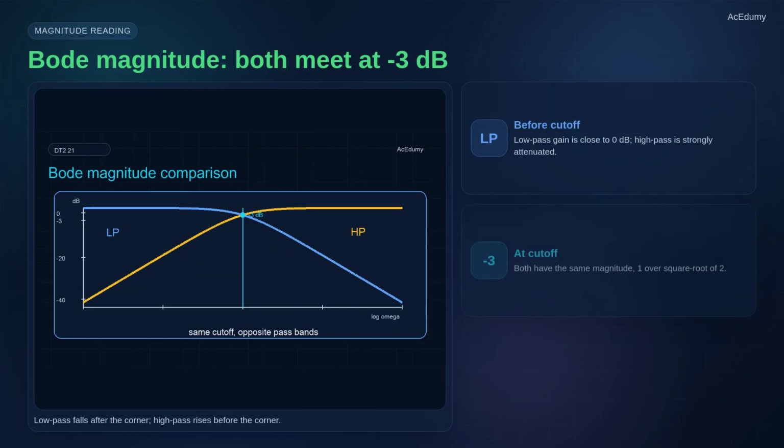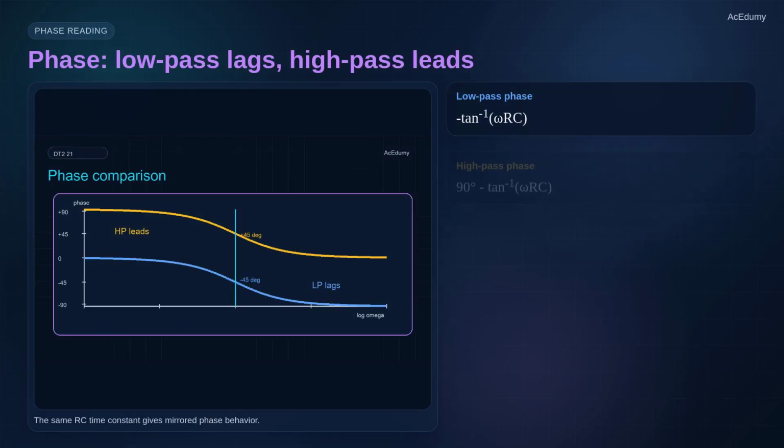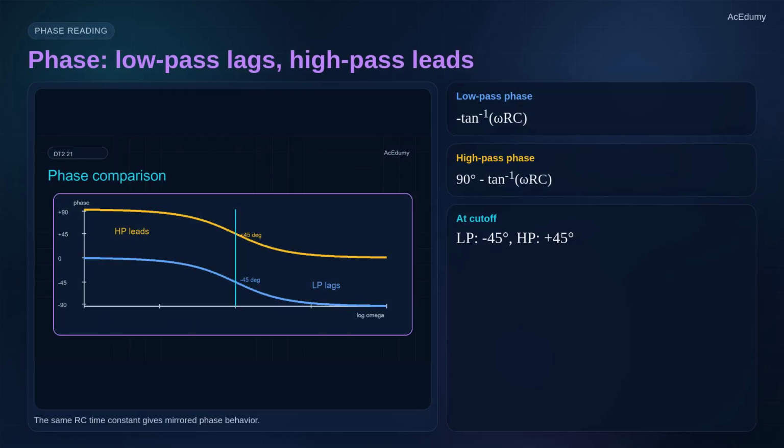On the Bode magnitude plot, the two curves are complementary. The low-pass starts near 0 decibels and then rolls off at about -20 decibels per decade after the corner. The high pass starts very small, rises at about +20 decibels per decade before the corner, and then flattens near 0 decibels. The phase plots tell the same story in another language.